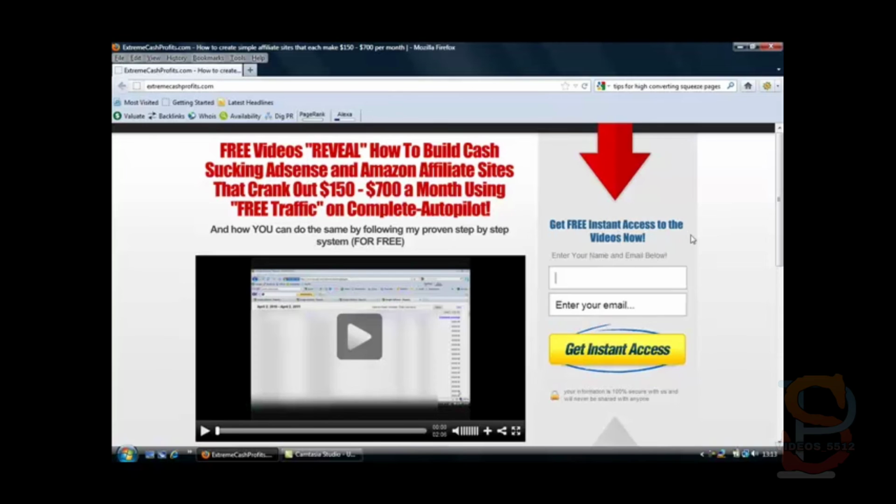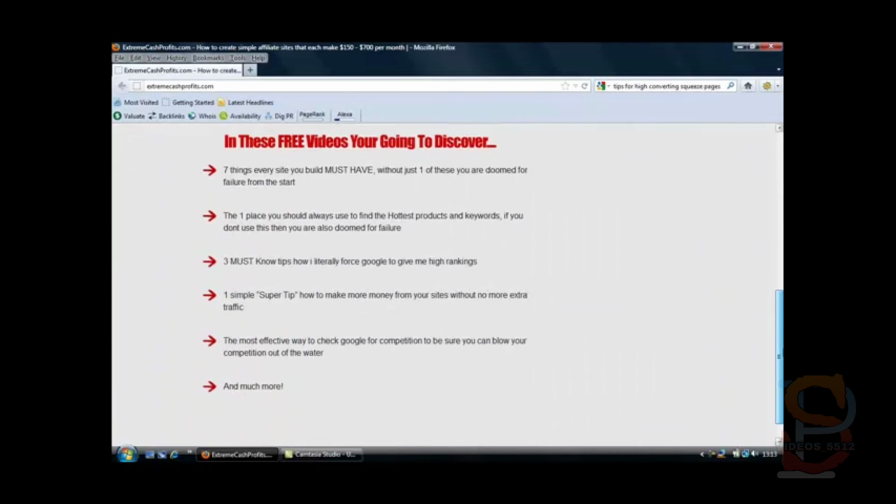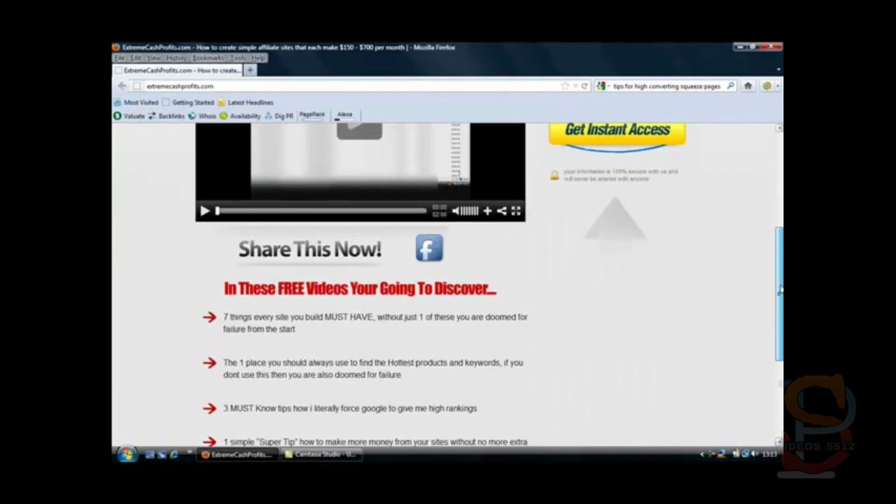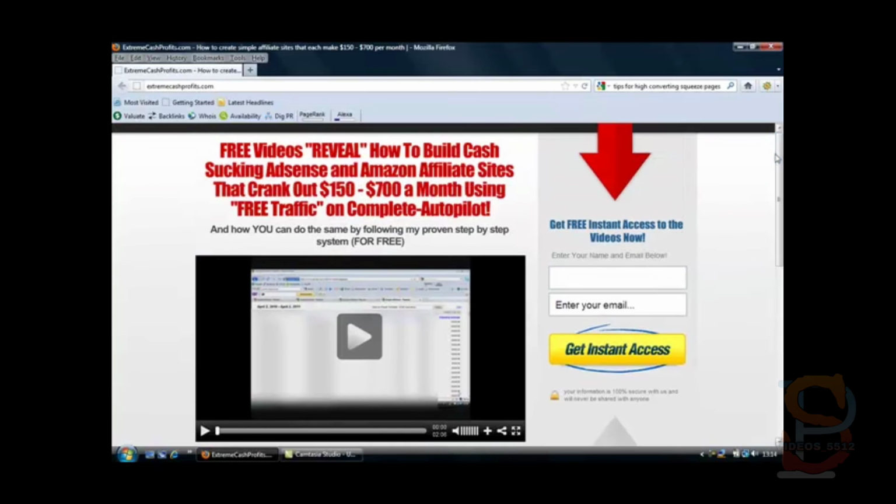Next tip is include the word free in the page as much as you can. Okay, as long as it sounds natural, that is. So include the word free 3 or 4 times, if not more, in your page, and that will definitely help to improve your conversions also.